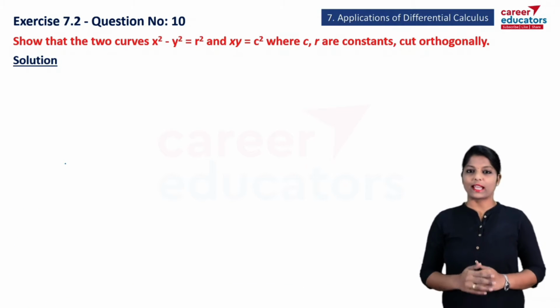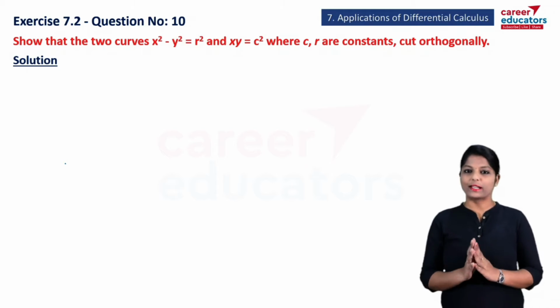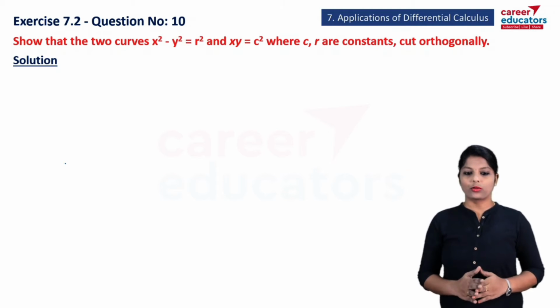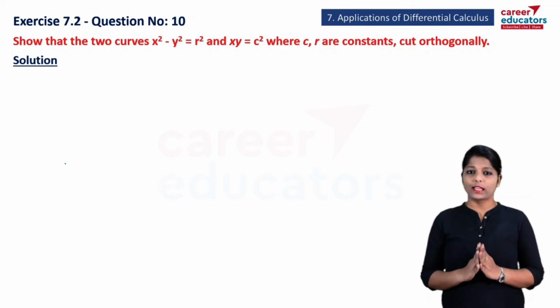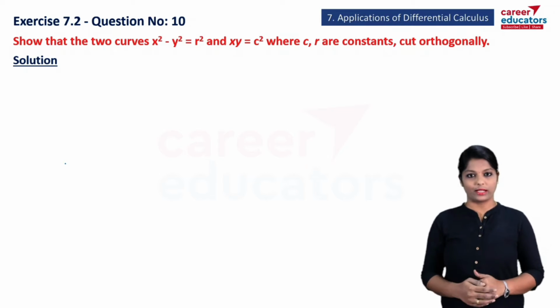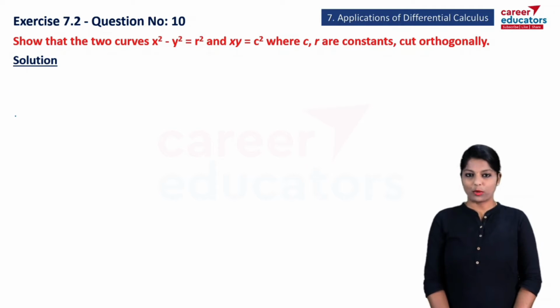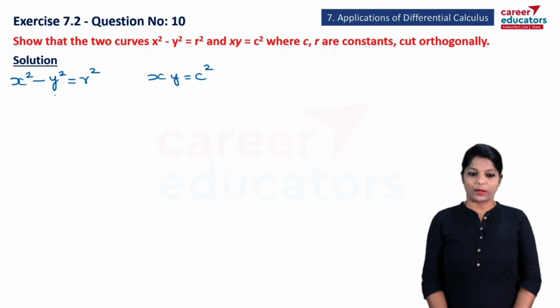In this video, we will solve exercise 7.2, question number 10. The question is: we have to show that these two curves cut orthogonally. Now, let us solve the problem. First, take the curve equations: x square minus y square equal to r square and xy equal to c square.